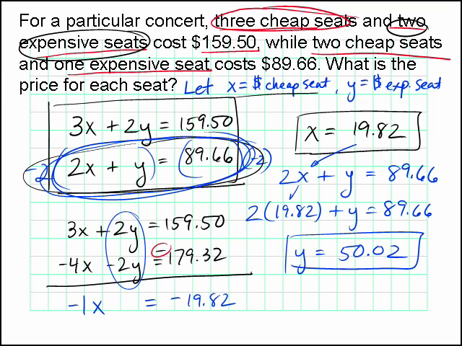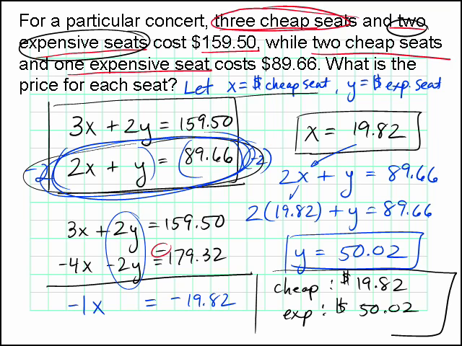And we have solved our problem. We have a cheap seat will cost $19.82, and our expensive seat will cost $50.02. Problem solved. Okay, next example.